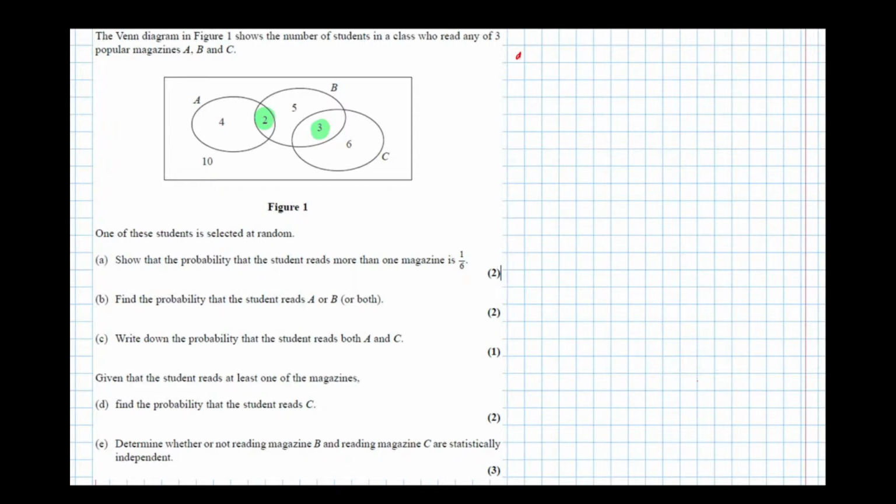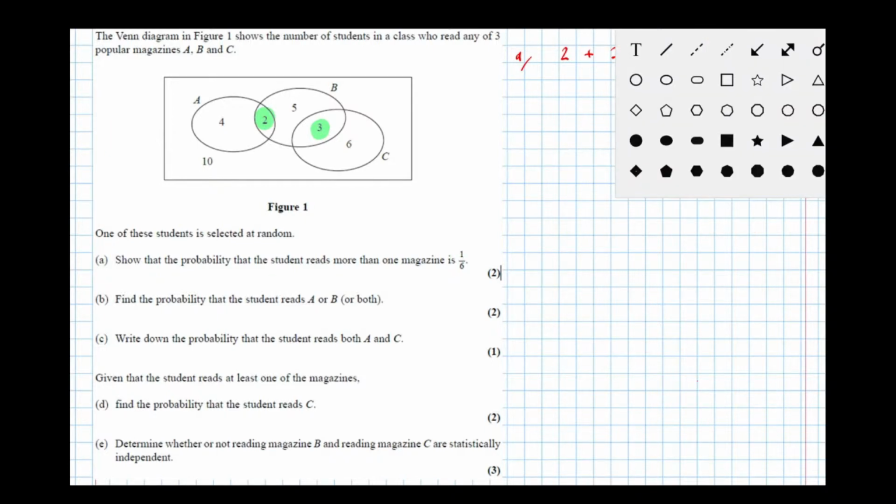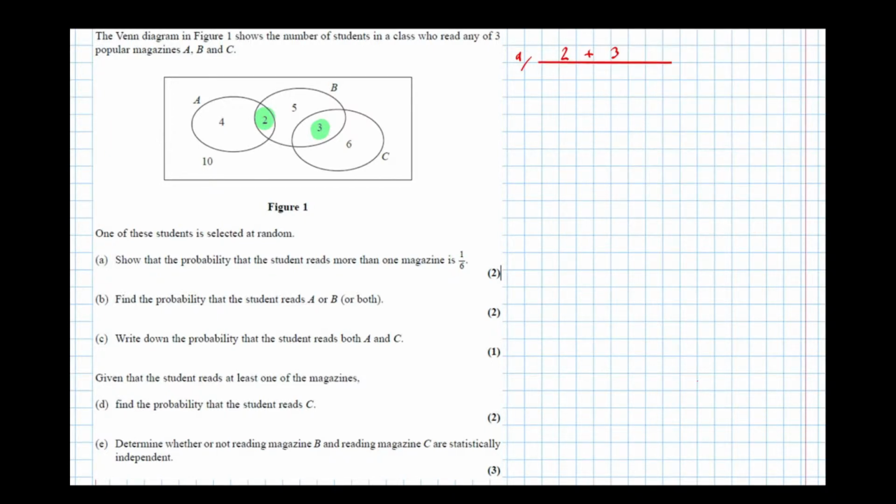We know that the numerator is 2 plus 3. And the denominator is going to be the sum of all. So altogether, there's 10 plus 4 plus 2 plus 5 plus 3 plus 6 equals 5 out of 30, which is 1/6. So that's part A shown.